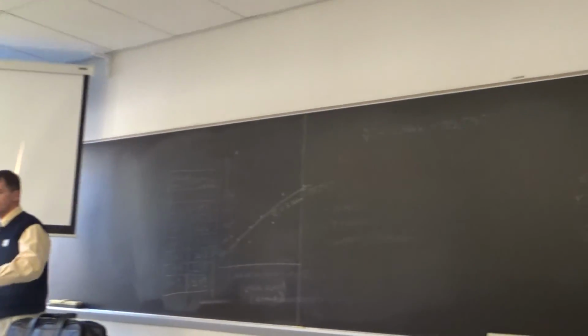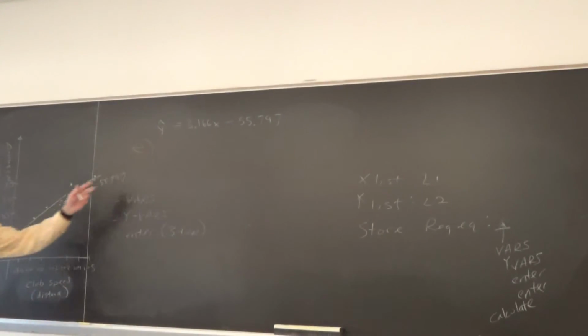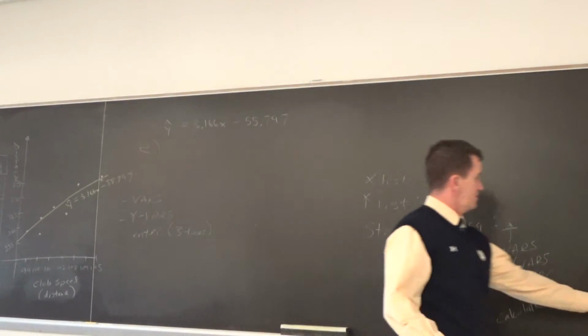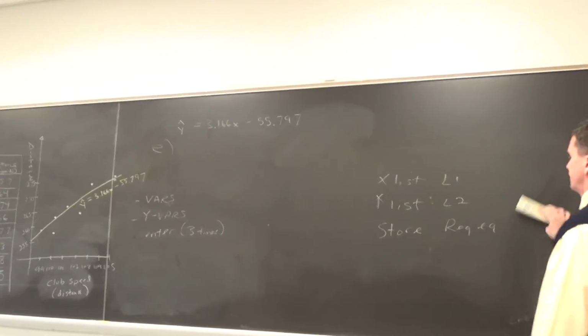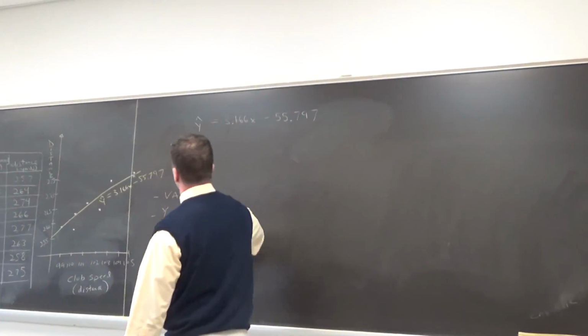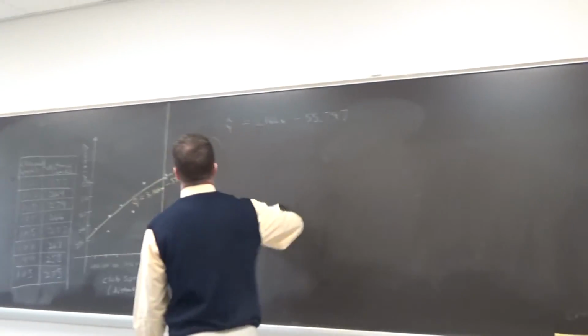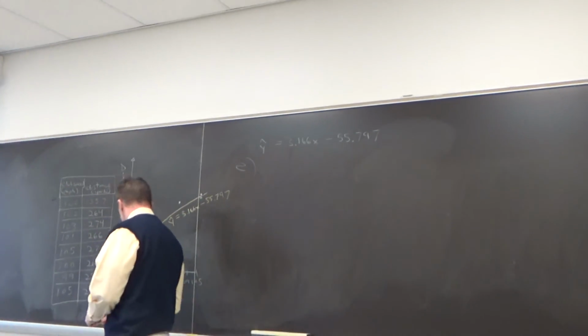Cool. All right, so I'll continue with this. I want to hit the lights back on. We're going to do a few more questions. Good job. All right. Letter B, we're going to find something called a residual.